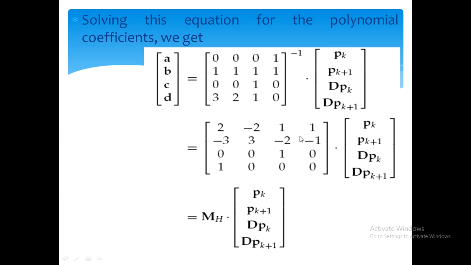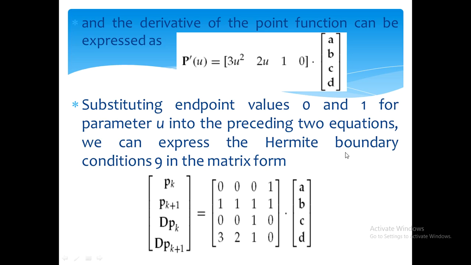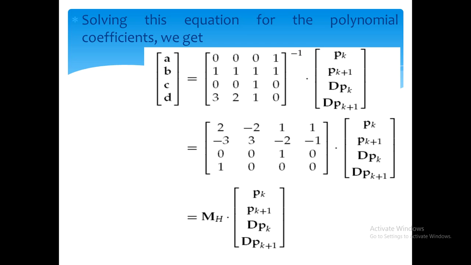If I take the ABCD matrix to this side, the other matrix becomes an inverse, that is, the inverse of the matrix with rows 0 0 0 1, and then pk, pk plus 1, dpk. Simply, I have transferred it to the left side, and that matrix automatically becomes the inverse.